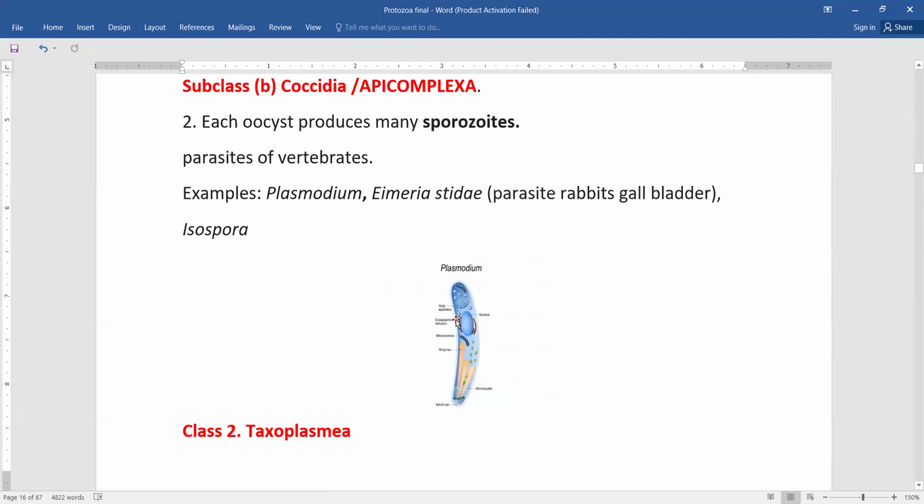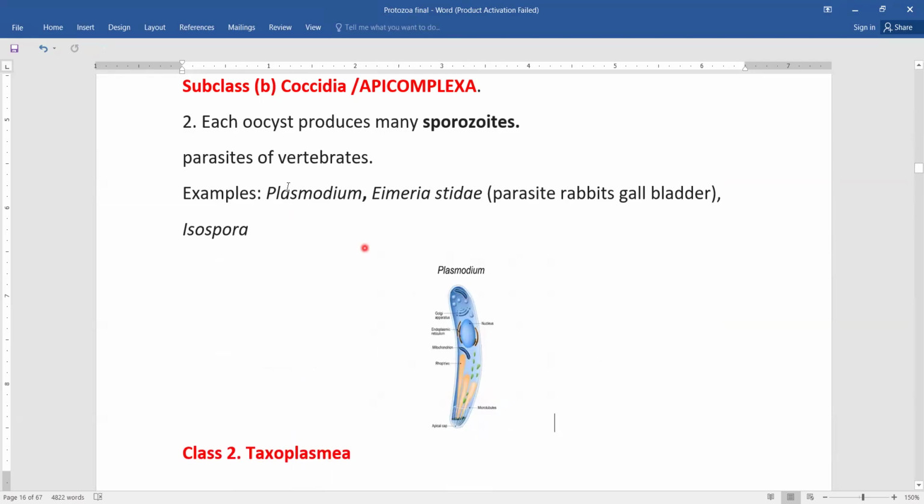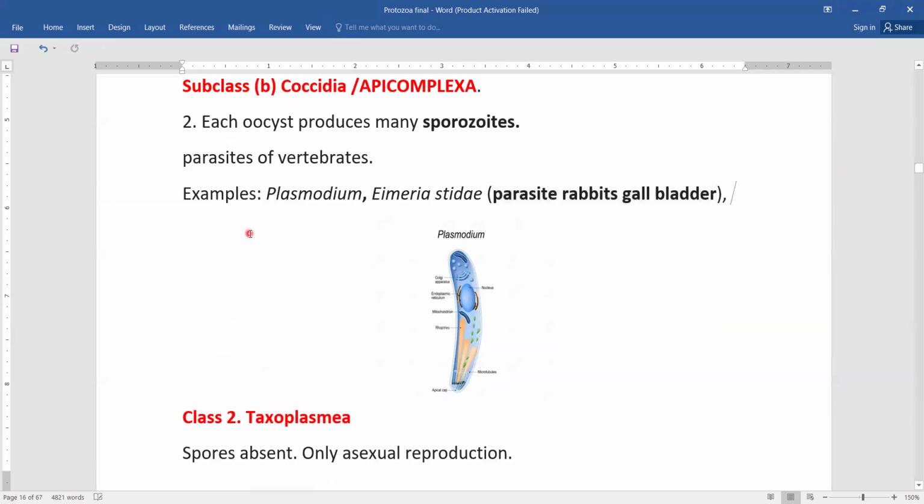So this is Plasmodium sporozoite. We all know that Plasmodium is the endoparasite in human beings, which is a vertebrate. Plasmodium, a malarial parasite, and Eimeria. This is a parasite in the rabbit's gallbladder. Isospora is another example. No need to remember that. Okay, that's enough. Epicomplexa. Why is the name Epicomplexa?